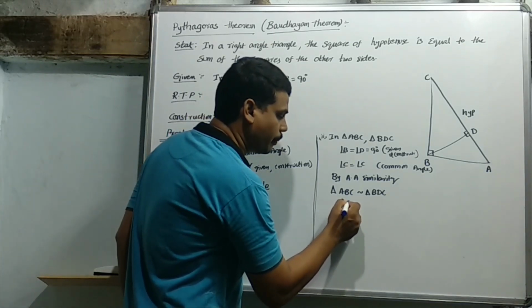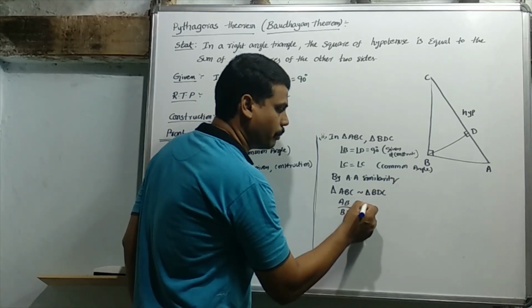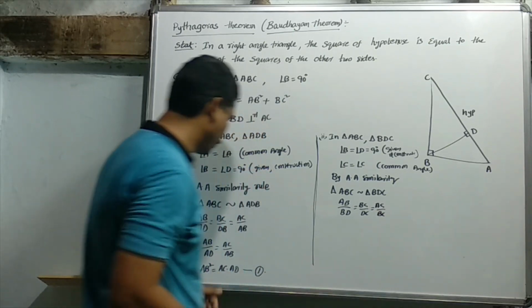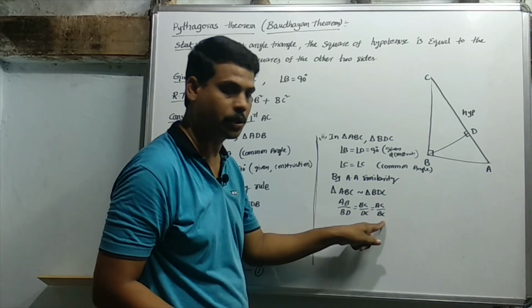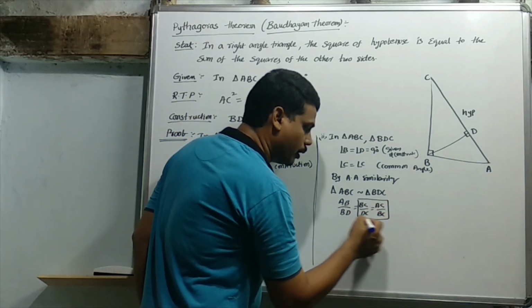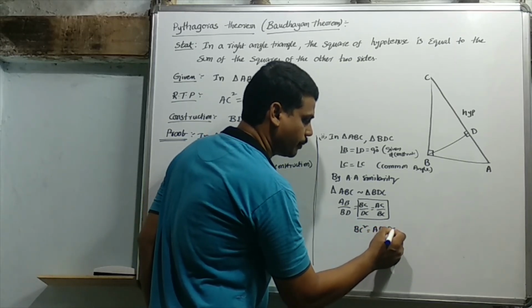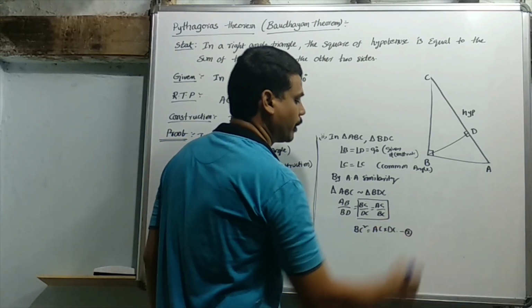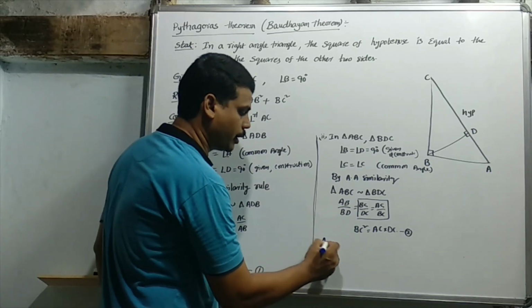So the same you have to apply here. The sides are in proportion, AB by BD is equal to BC by DC, which is equal to AC by BC. So already we proved AB square. Now I have to take BC square. So I have to take these two ratios equal. So BC square is equal to AC into DC. Let us take this as the second one. Now I have to add 1 and 2.